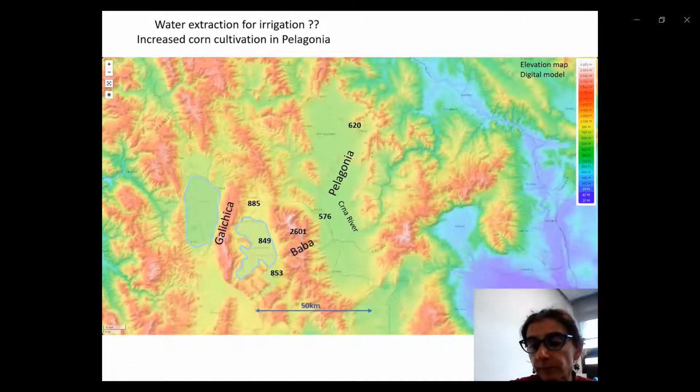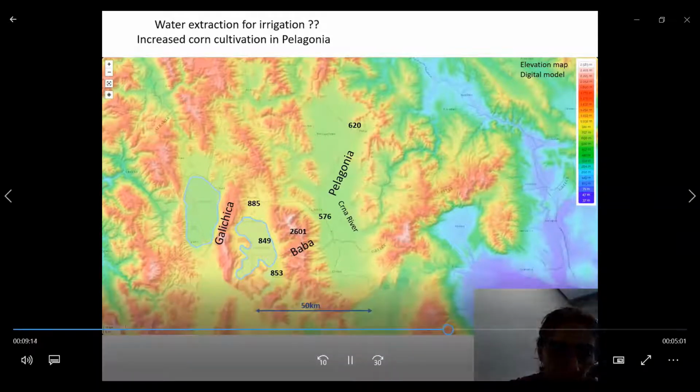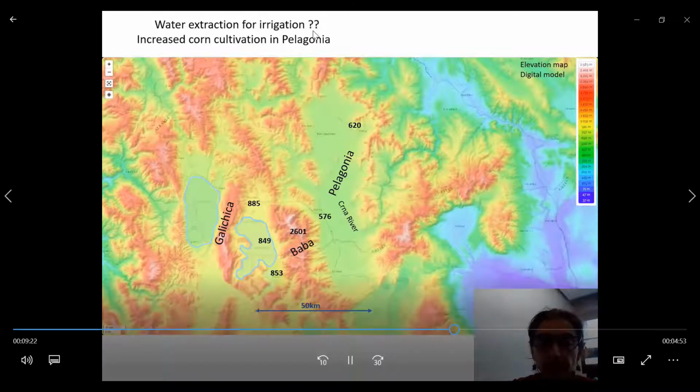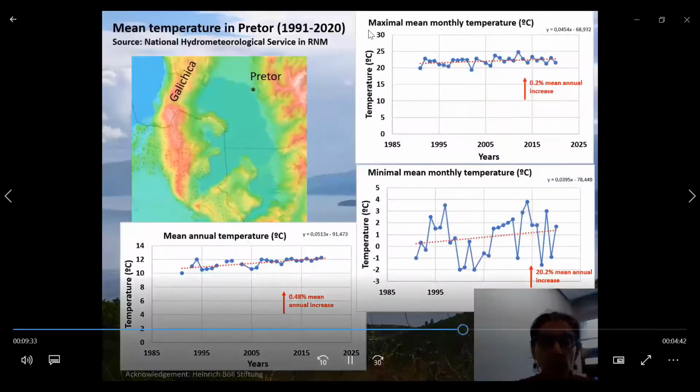Another possibility is also that there is more forest, because these are all forests. This is a high mountain here, Mount Baba, with the highest peak, Pilister. So maybe also water is stuck in these woods. It doesn't flow to the lake. I don't know. That's another possibility. So this has to be studied in greater detail in the future.